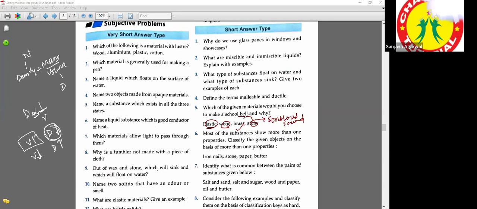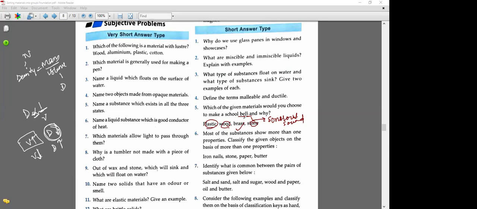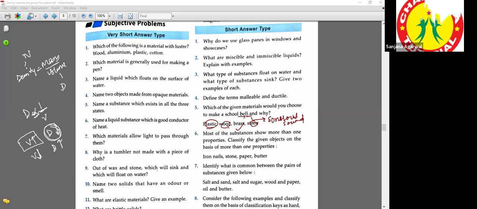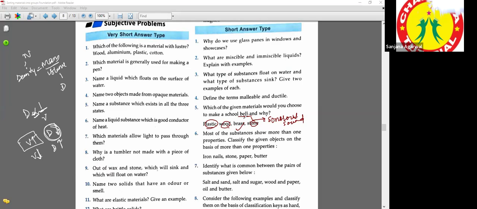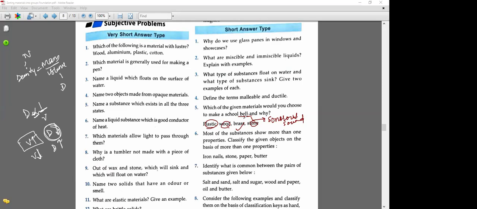Harshit, Neha, Adyakshan, anyone else for sixth? Ma'am, can I? Ma'am, we can classify these materials as soft and hard also. Soft: paper and butter come under soft, and iron nail and stone come under hard. We can also classify them as conductors and insulators. Iron nail comes under conductor, and stone, paper and butter come under insulators.